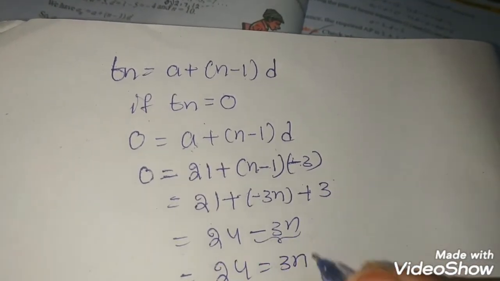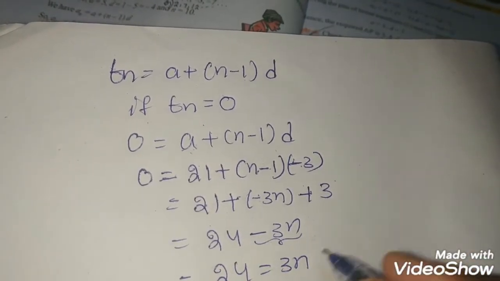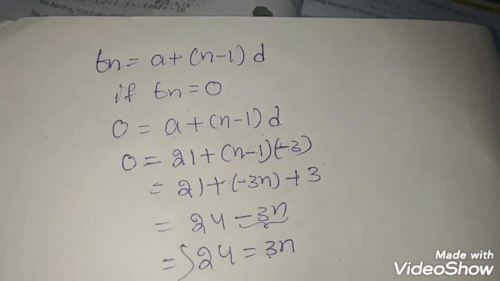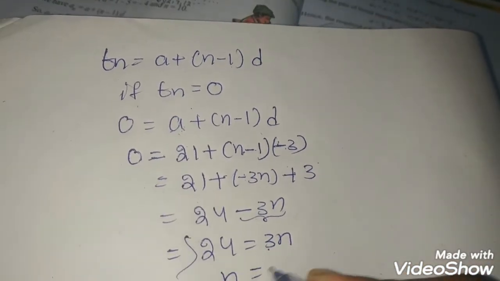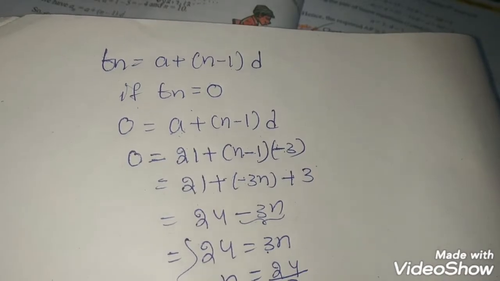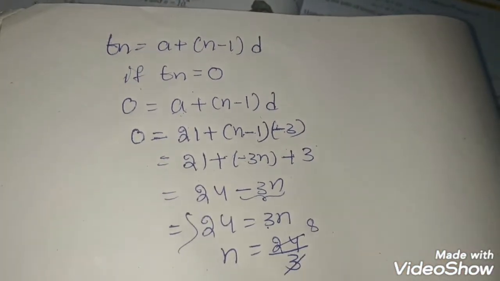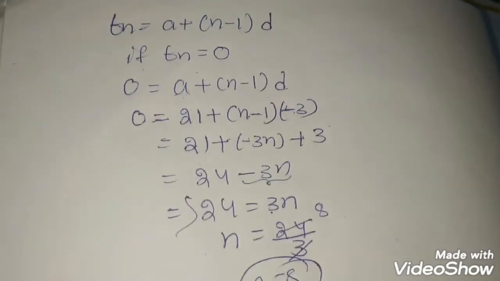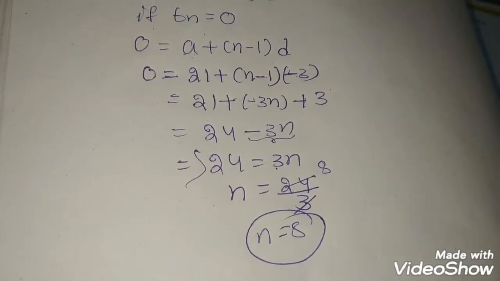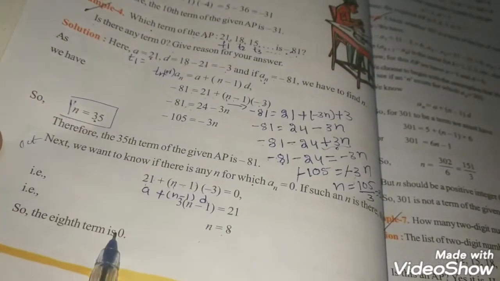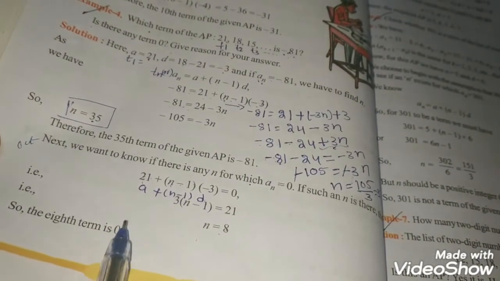So minus 3n we send to the right side, then we'll get plus 3n. What will we get here again? We need n. n is equal to 24 by 3. 3 eights are 24. So what is our n value? The n value is 8. This is the reason. So the 8th term is 0. When will we get our 0? The 8th term is 0.